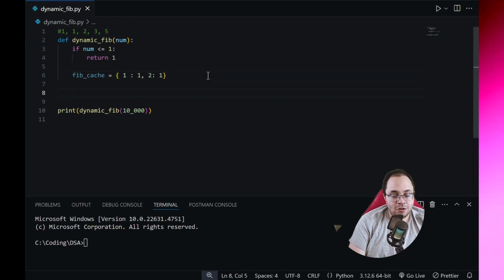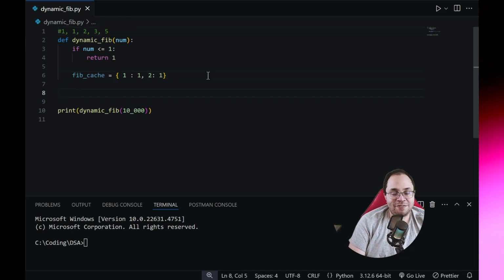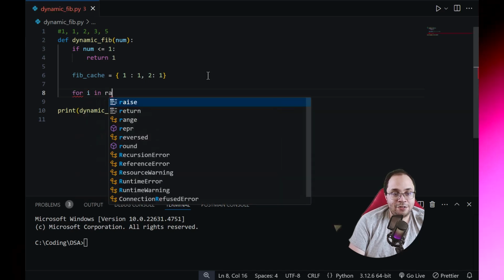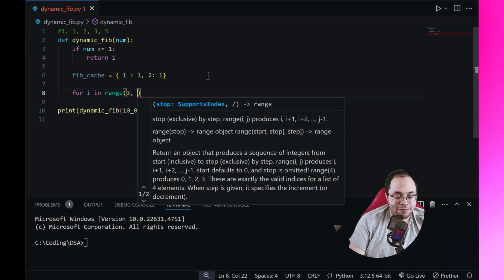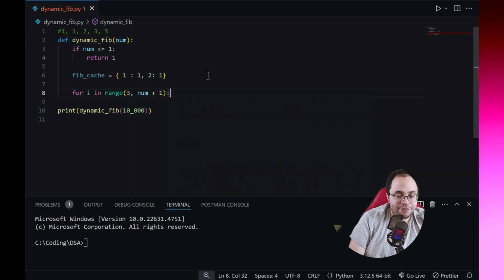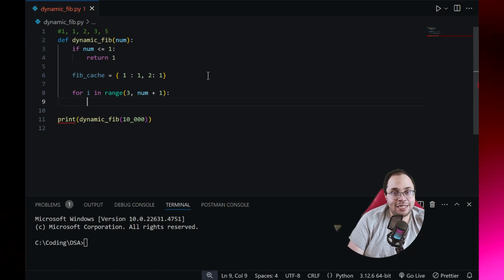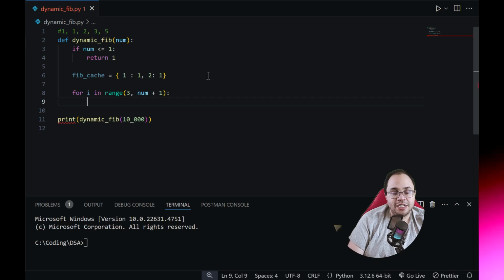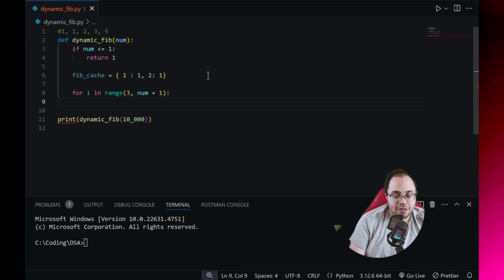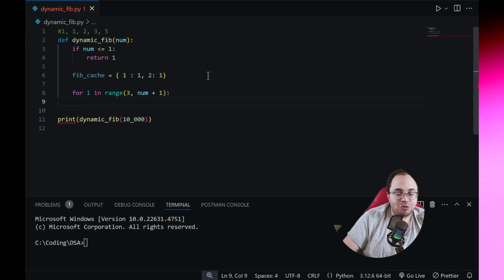Also, we're going to do this iteratively. Iteratively is kind of your signal word for we're going to use a for loop. For i in range, and we're going to start off at 3, and we're going to go to num plus 1. Again, if you're not up on your Python, no big deal. This is a for loop that starts off at 3 and goes up to, but not including, num plus 1. That's what range does. And you can do this for loop in whatever language you're most comfortable with.